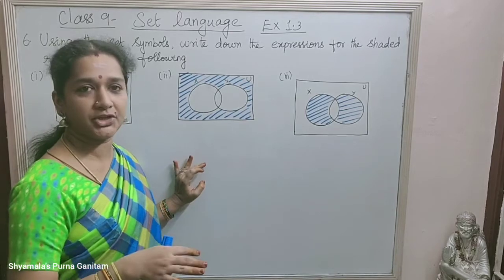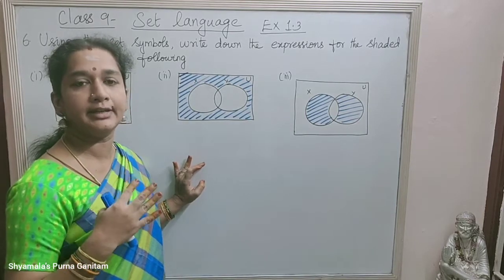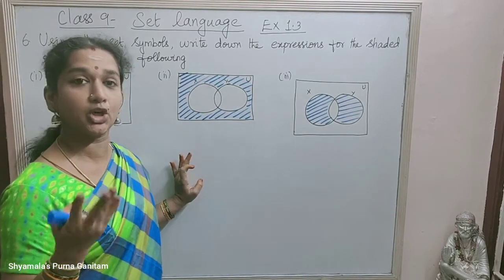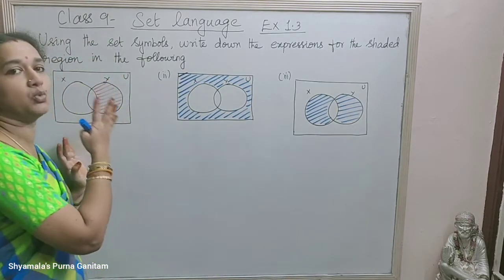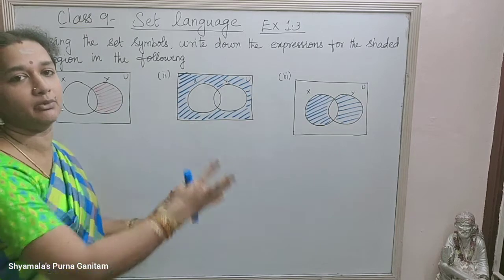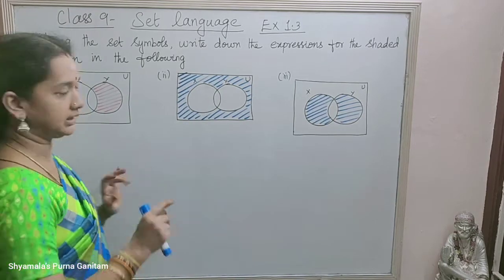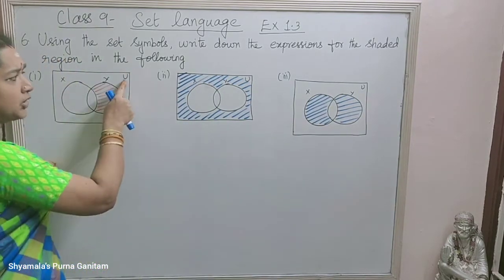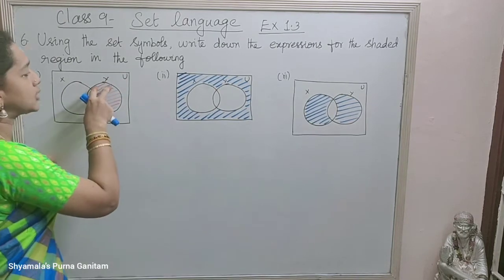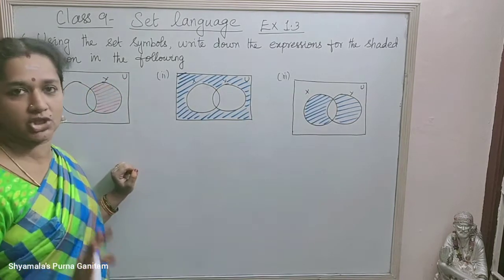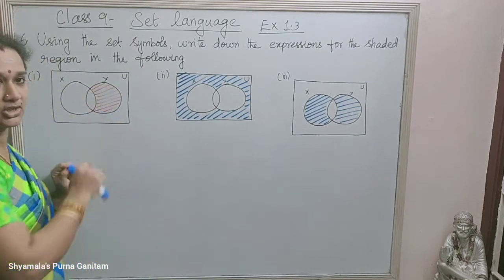Set operations union, intersection, difference, symmetric difference, complement, all these are set operations. So we have to identify what type of set operation is there from the given Venn diagram and write it. That's all. This one is universal set U, and this is set X and set Y. In this only Y is shaded.